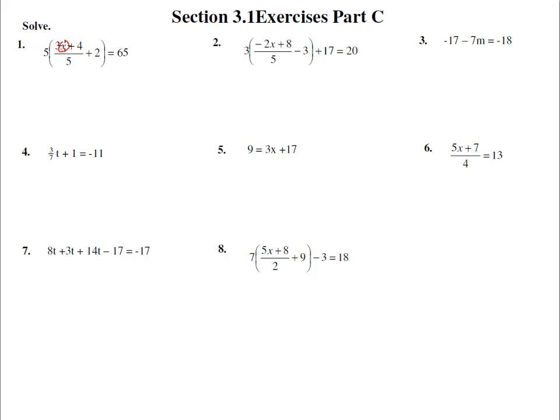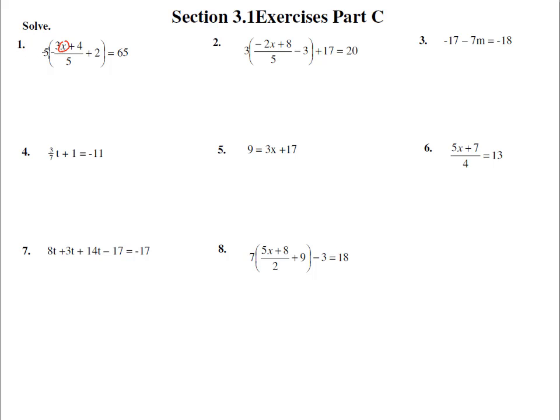Let's start from the middle. The x first hits the 3, and the 3x adds 4. Then the 3x plus 4 gets divided by 5. Then that result adds 2. Then that whole thing in the middle times by 5. So let's do that in reverse order.